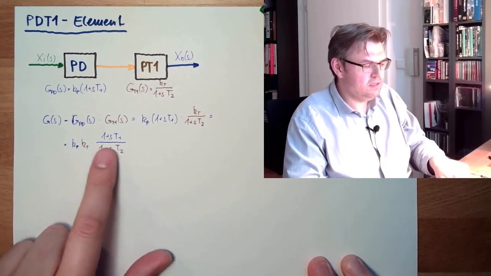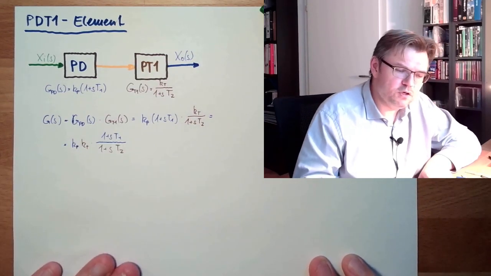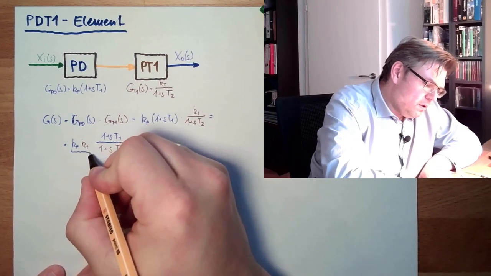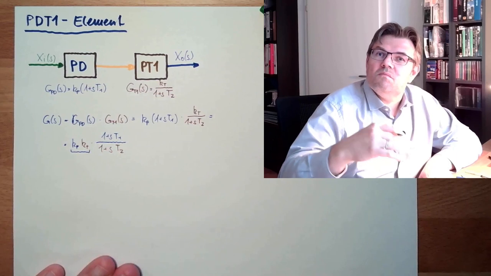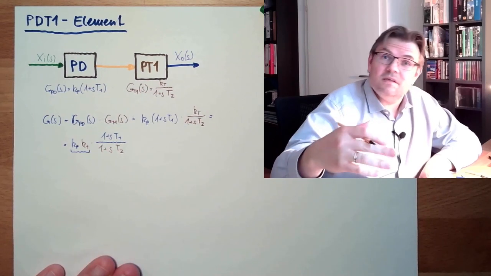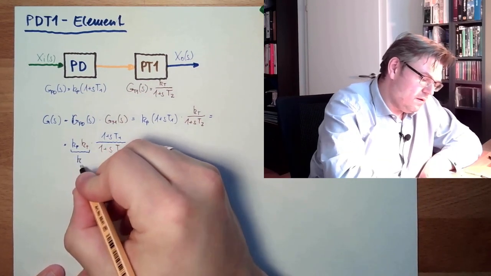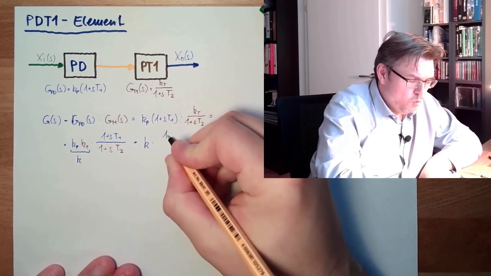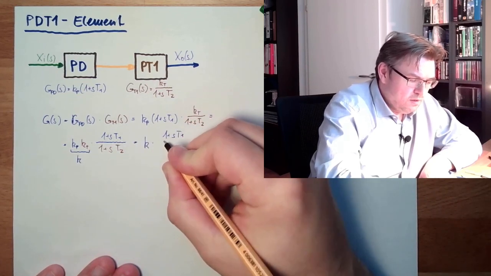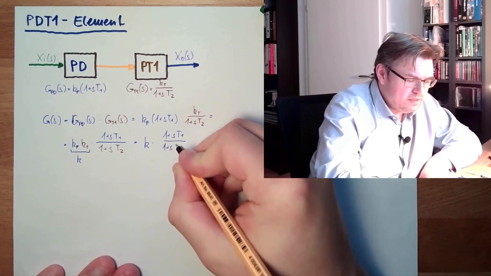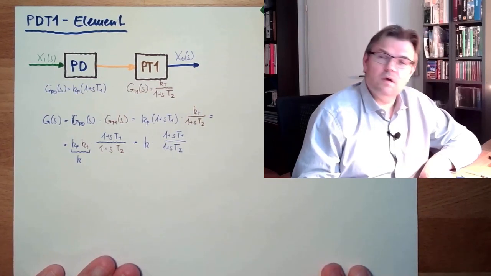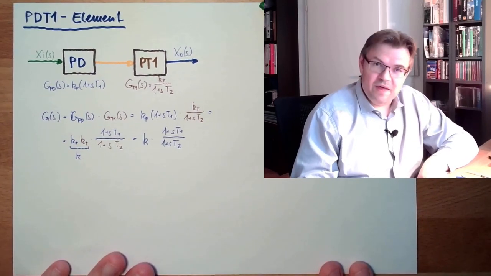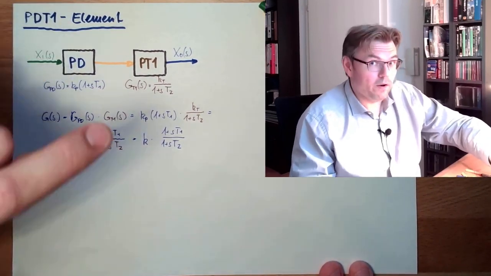So we can still see the colors of where the origin was. And now I'm starting to mix up because a constant multiplied with a constant is a constant, so this is a K. And I will simply use K times (1 plus sT1) divided by (1 plus sT2). That's it. That's the transfer function of a PDT1 element.